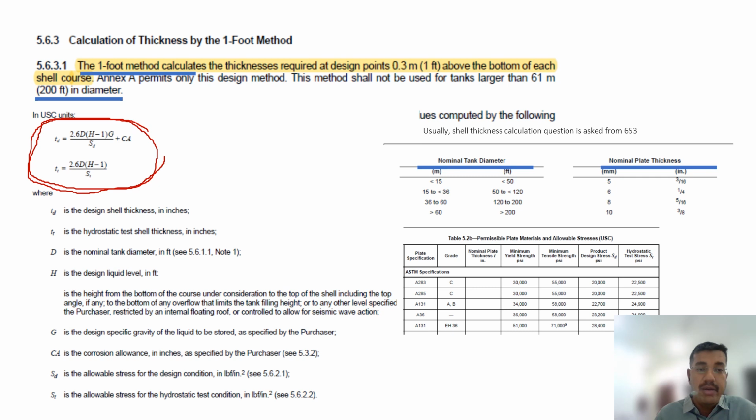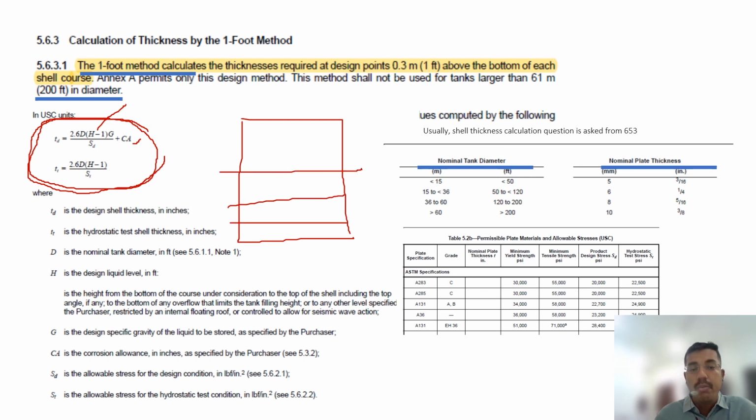2.6 D (H minus 1) G by SE plus CA, where CA is corrosion allowance. This H minus 1 is the 1-foot method. He is telling: if there is a tank and there are some shell courses, let's say 1, 2, 3, 4, 5, so 5 courses are there, and when we calculate the height of the shell, let's say the total is 50 feet, and each shell course is, let's say, 8 feet. It is coming here because there is a roof, so it is somewhere here. The design fill level is up to here.